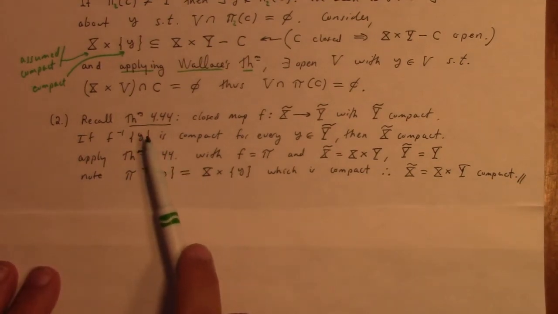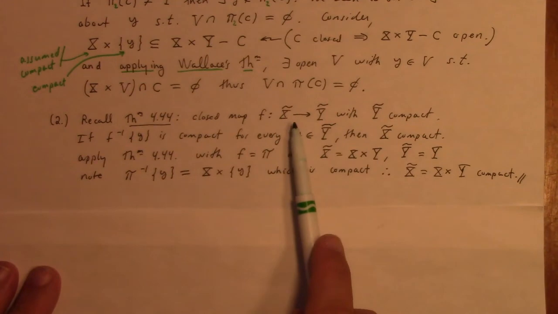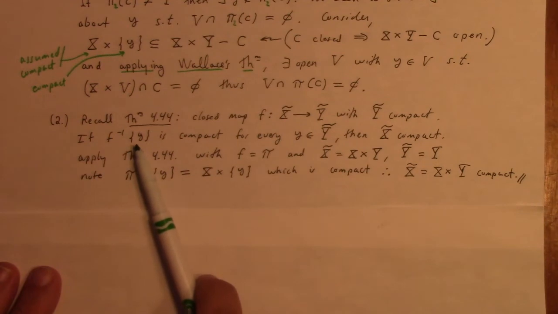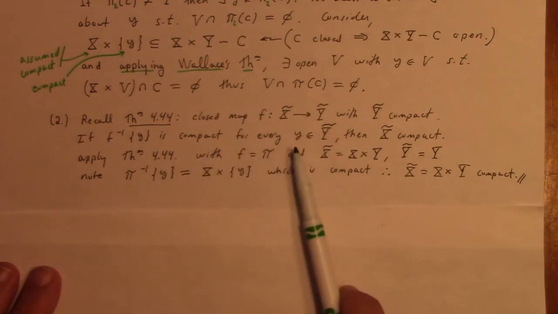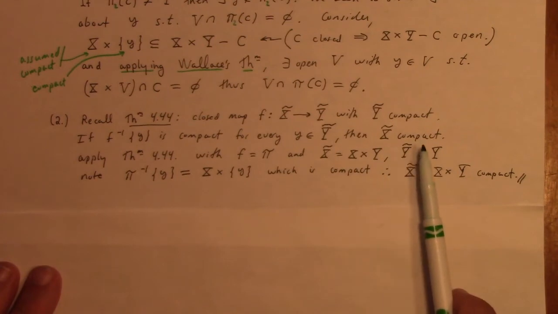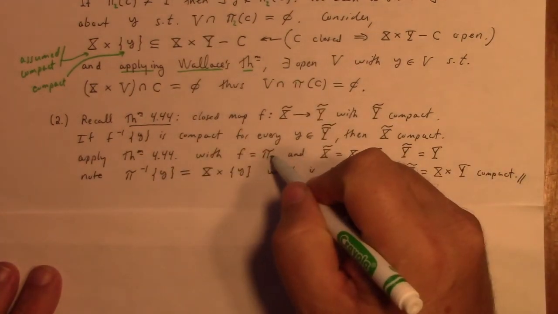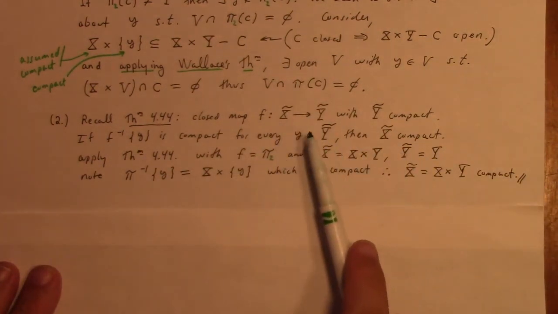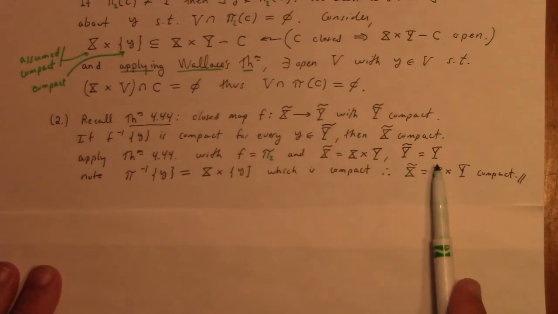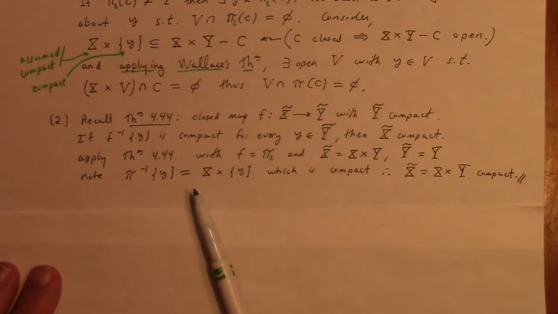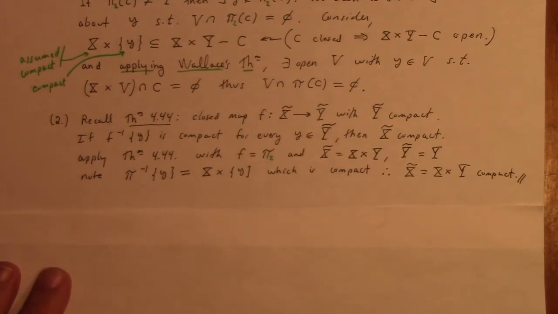Recall theorem 4.44 in Minetti says: a closed map F from X tilde to Y tilde, with Y tilde compact, then if the inverse image of the singleton y is compact for every y in Y tilde, then X tilde is compact. So we can apply theorem 4.44 in the case that F is the second projection map, where the domain is X cross Y and the range is Y, noting that the inverse image of the singleton y is the whole of X cross that singleton.